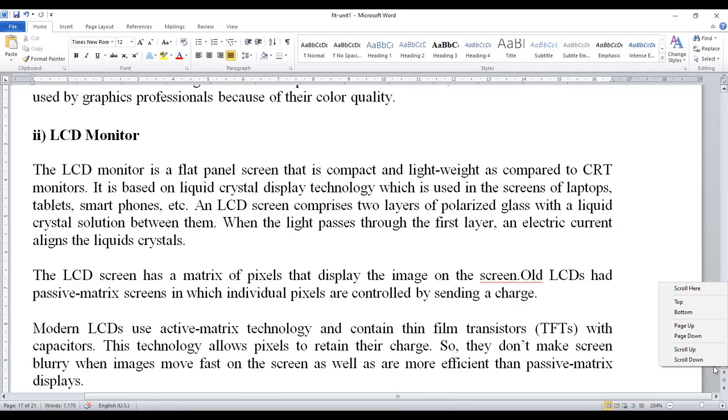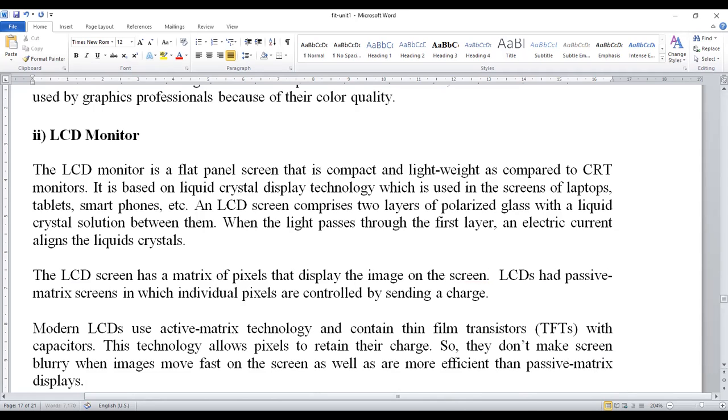When the light passes through the first layer, an electric current aligns the liquid crystals. The LCD screen has a matrix of pixels that displays the images on the screen. Old LCDs have passive matrix screens in which individual pixels are controlled by sending a charge. Modern LCDs use active matrix technology and contain thin film transistors (TFTs) with capacitance. This technology allows a pixel to retain its charge so the screen doesn't get blurry when images move fast, and it is more efficient than passive matrix displays. So the LCD monitor is a flat panel screen that is compact and lightweight as compared to CRT monitors.